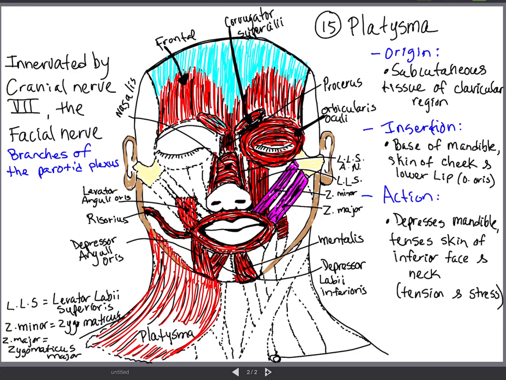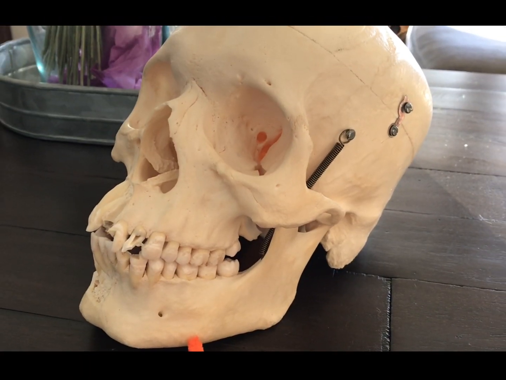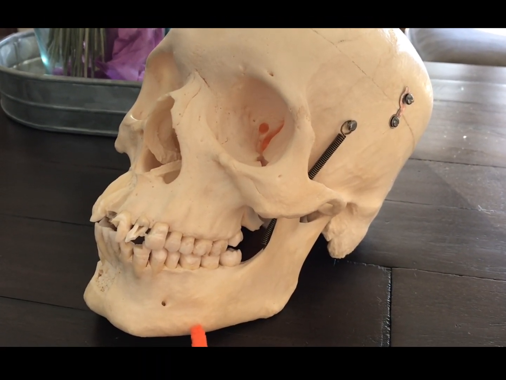Last but not least is the platysma, which is this muscle right here. The origin of the platysma is the subcutaneous tissue of the infraclavicular and supraclavicular regions. The insertion of the platysma is the base of the mandible, skin of the cheek and lower lip, and angle of the mouth, particularly on the orbicularis oris. And the action is to depress the mandible against resistance. It tenses the skin of the inferior face and neck, conveying tension and stress. Insertion of the platysma, base of the mandible.